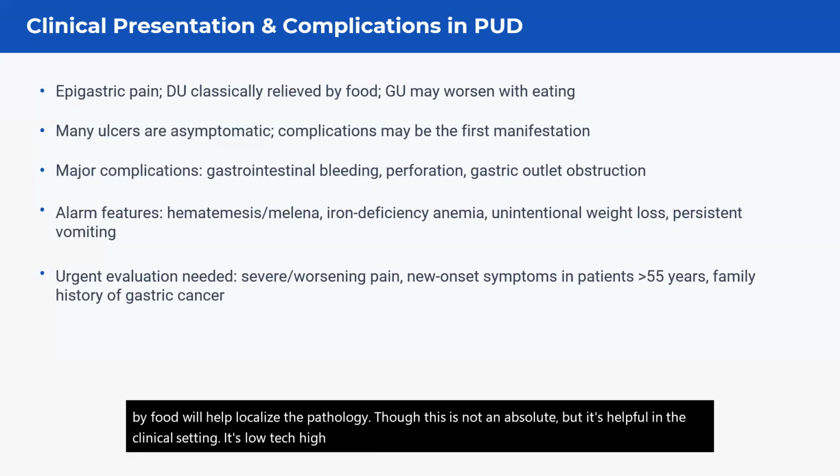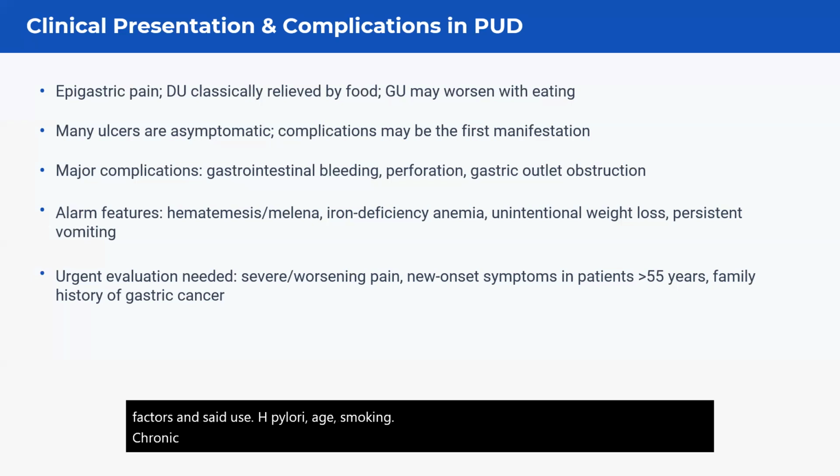Always interpret this in the context of history and risk factors: NSAID use, H. pylori, age, smoking, chronic illness. Another thing to pay attention to here is asymptomatic or silent ulcers.